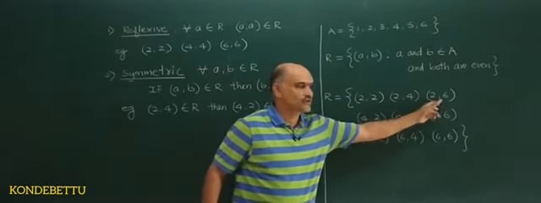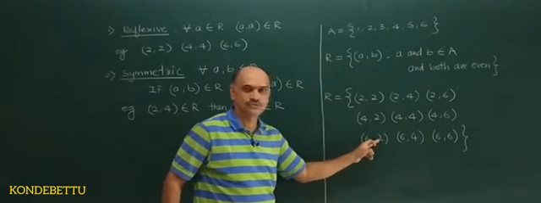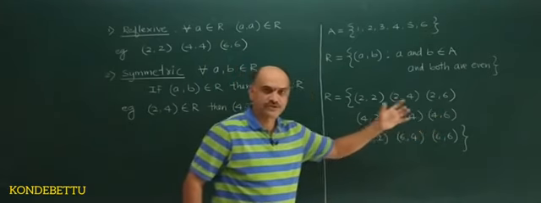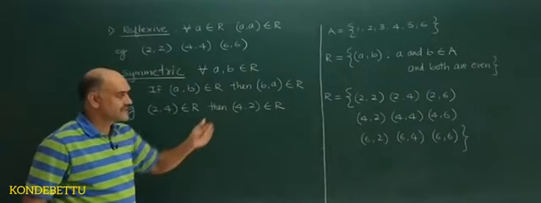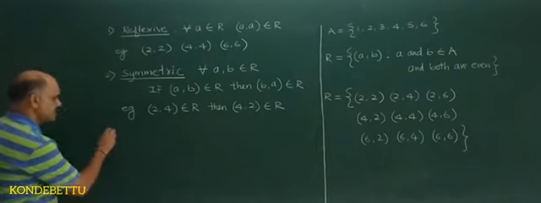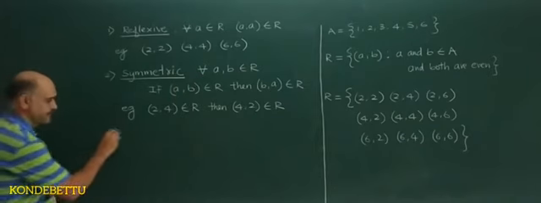For example, 2 comma 6, then 6 comma 2 should be there. 6 comma 4, 4 comma 6 has to be there. So it is there. So you can say that even this relation is symmetric. Similarly, third, transitive.